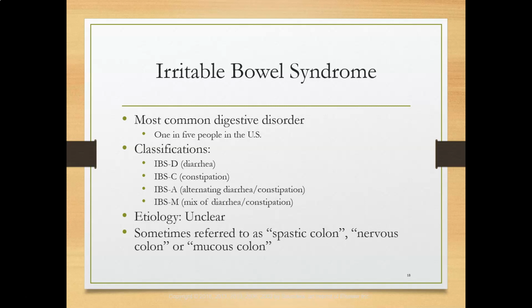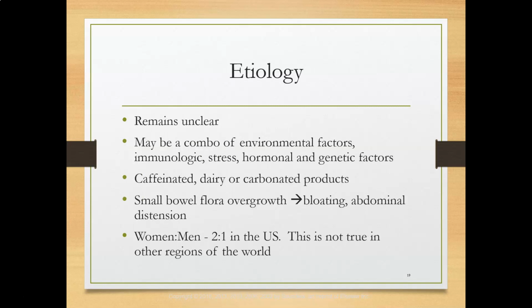The etiology is unclear. It is also sometimes referred to as spastic colon, nervous colon, or mucus colon. But irritable bowel syndrome is the big name, and then the different letters denote whether it's diarrhea, constipation, whether it alternates between diarrhea and constipation, or whether it's a mix of diarrhea and constipation. Again, the etiology is unclear. It's thought that it could be environmental factors, immunological ideas, stress, hormones. It could have a genetic factor.